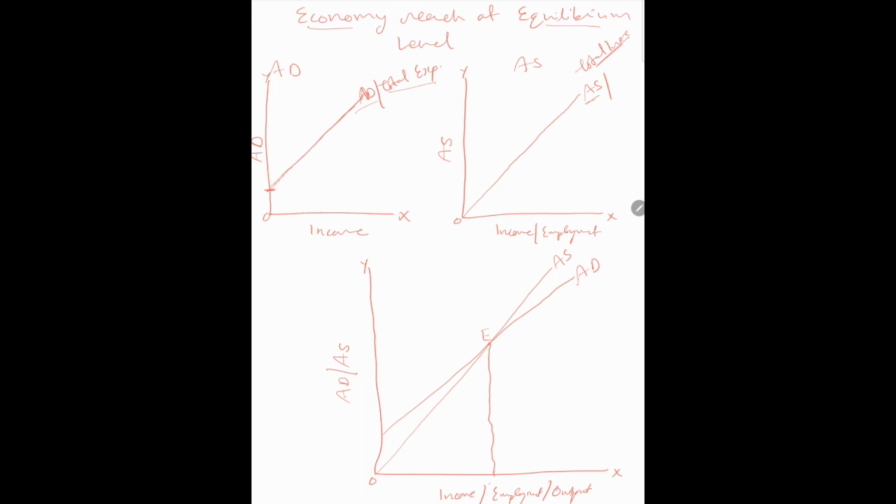At this point, say for suppose 500 level of income, the aggregate demand and aggregate supply are equal at 600 level. So at 500 level of income, the aggregate demand is also 600 and aggregate supply is also 600. Any deviation from this level will not be permanent and will again reach the equilibrium level.